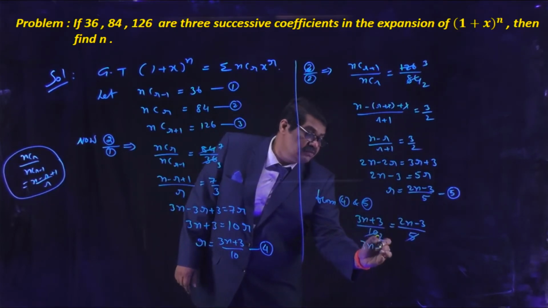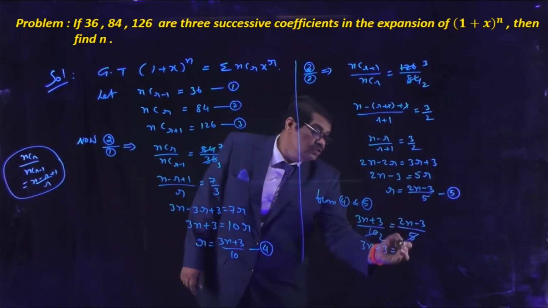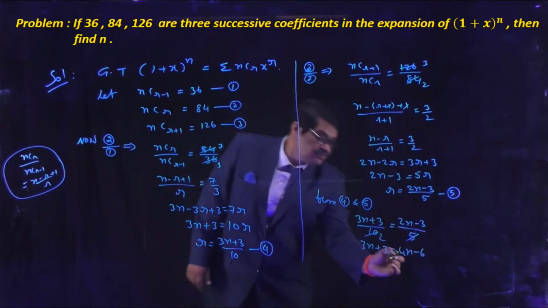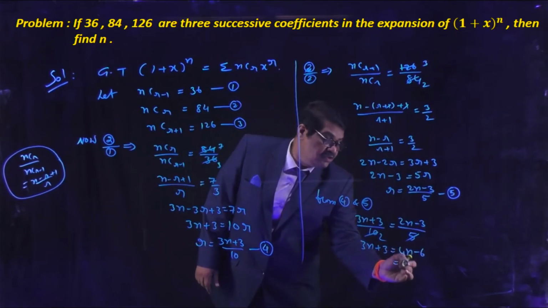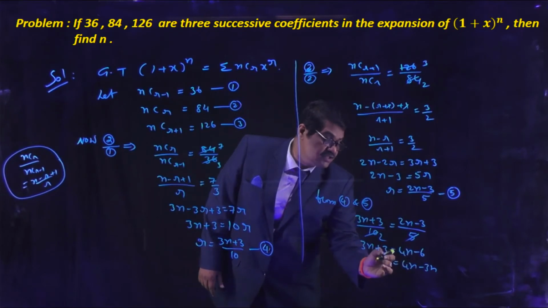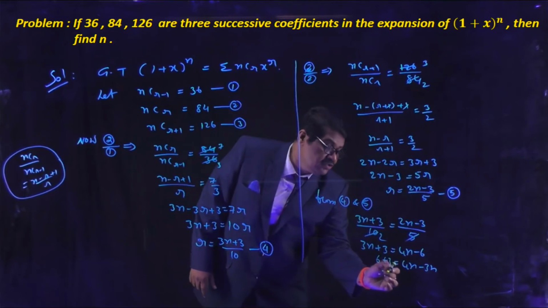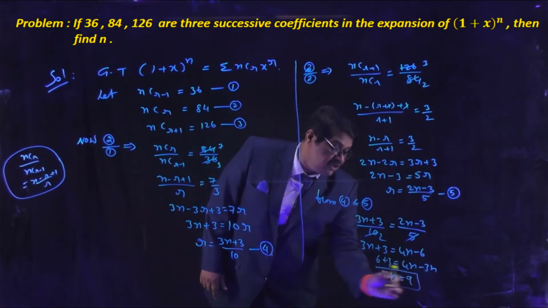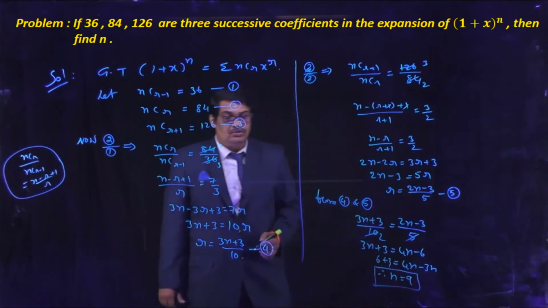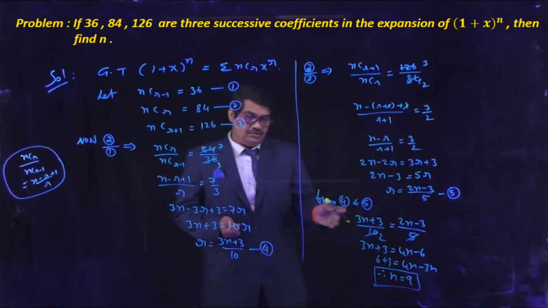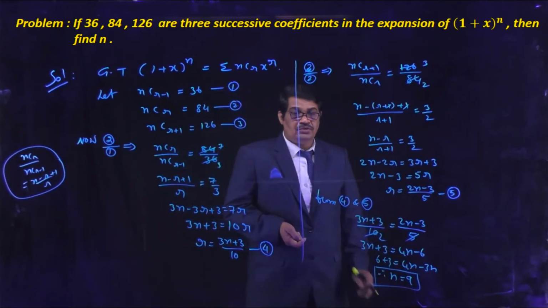Then here 3n + 3 = 2 into 2n, that is 4n, and 2 into 3 is 6, so 4n - 6. This 3n moves to that side and the 6 moves to this side, that is 6 + 3. Here 4n - 3n is n, therefore n = 6 + 3, that is 9. So what is the value of n here? n = 9. So we have obtained n = 9.